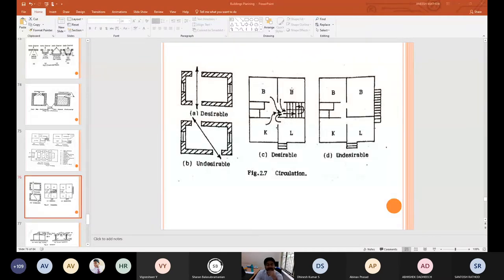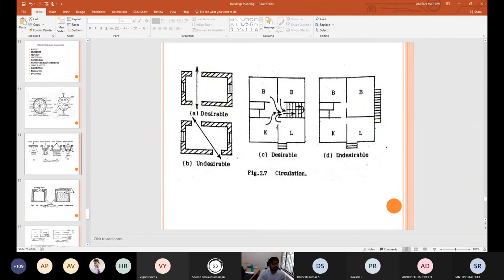What is the reason the second one is undesirable? Sir, to reach the first floor, in the second case we need to go outside the house. Yes, in the first case we can go directly. In some ancient buildings, the staircase was provided outside too, but it is undesirable because movement is very difficult; you have to get out of the house and climb. Circulation means easy access, how you can easily move from one place to another. Figure A is desirable. While designing or planning, you have to take care of all these things. I hope you understand.